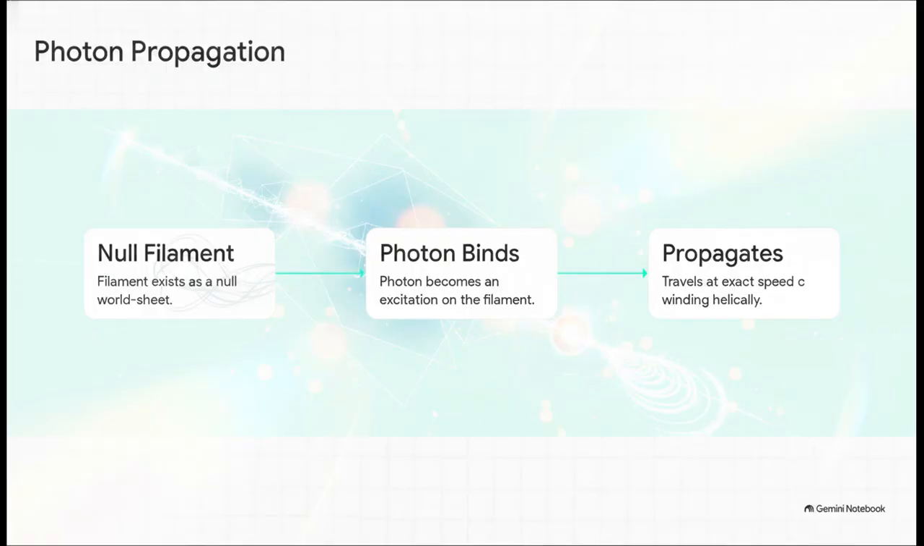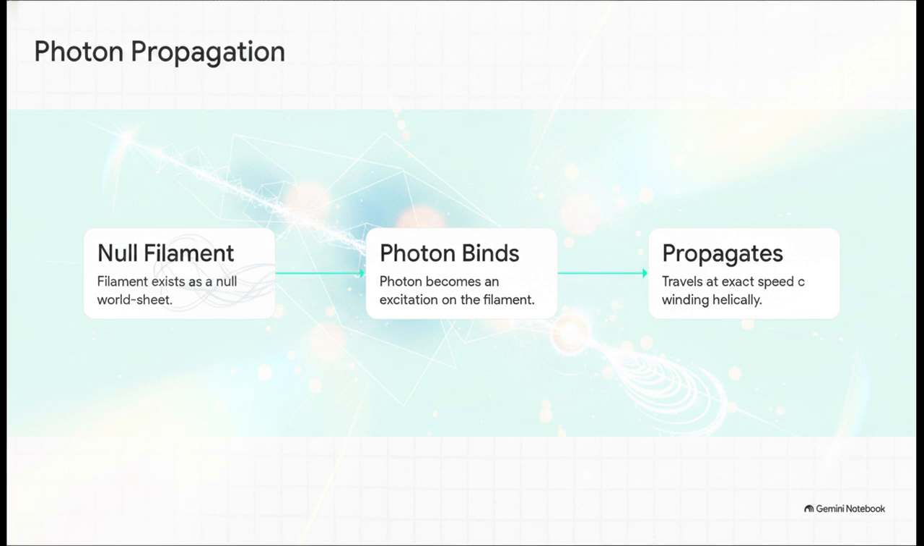To actually picture how light moves in this new model, we can break it down into a simple 3-step sequence. First up, the spacetime filament exists as a null geometric path. Second, the photon binds to this path like an excitation. And third, it propagates. But here is the kicker. Because the filament itself is null, meaning its geometry inherently dictates the speed of light, the photon travels at the exact speed of c automatically. There's literally no fine-tuning needed.